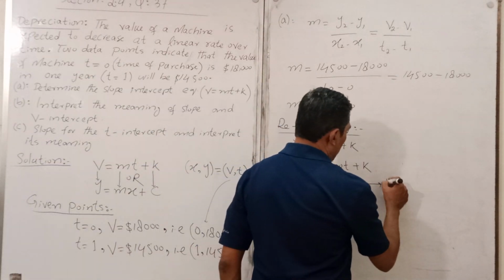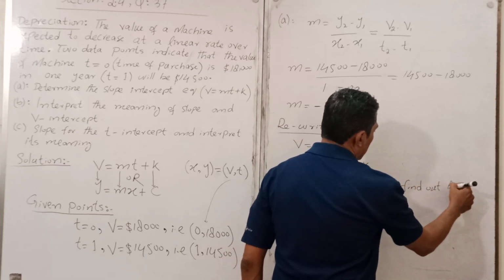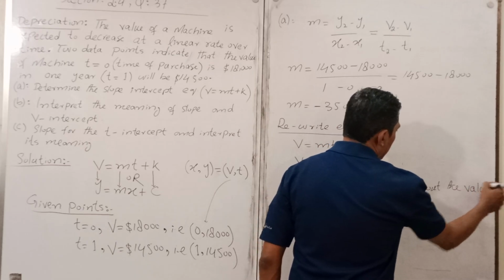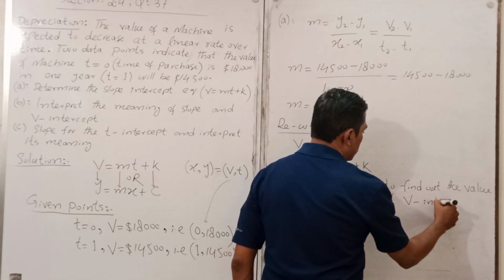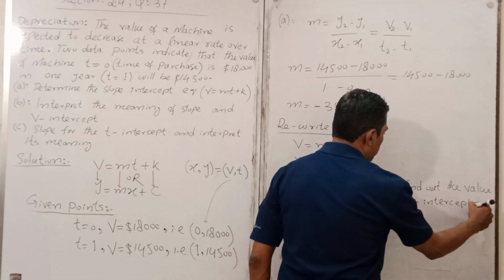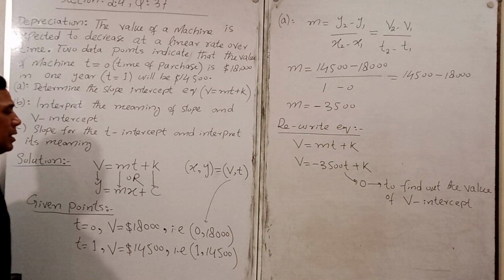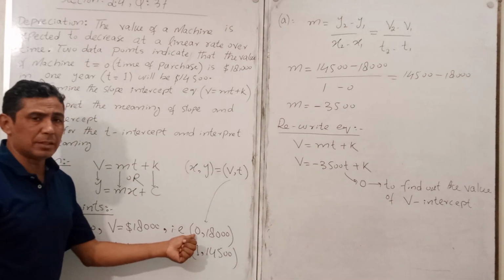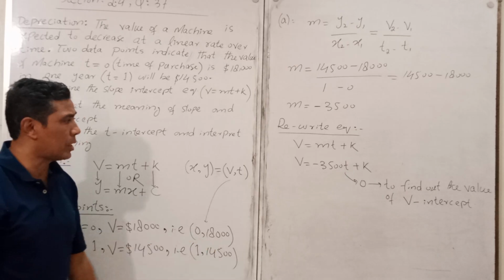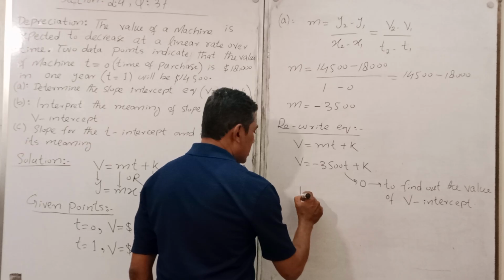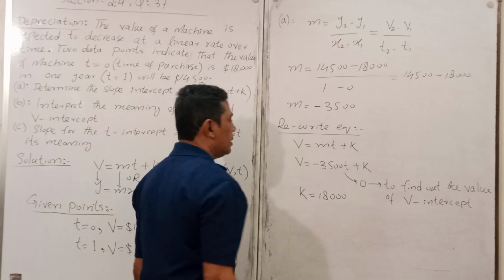To find out the value of the V intercept here. So what is the value of the V intercept? When t is 0, the value of the V intercept is 18,000. Okay, so k is 18,000.